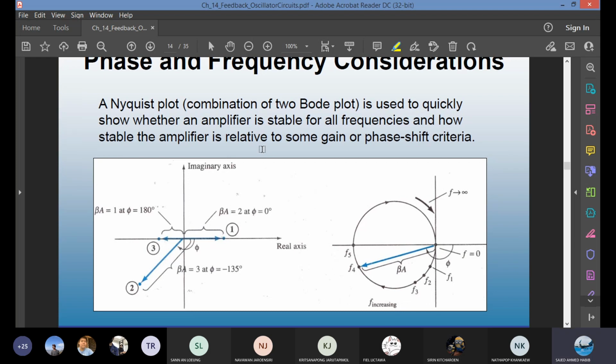If you study, which subject, I can't remember. I think when I studied bachelor's, it was part of the course called digital signal processing or electromagnetism even. This kind of plot shows quickly if an amplifier is stable for all frequencies or not.